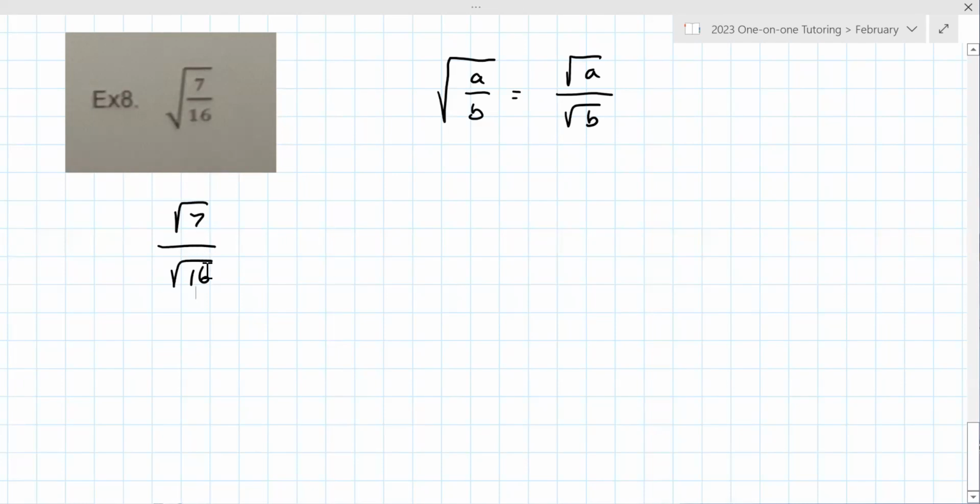Okay, what is this reduced to? 4 over 4. So it's the square root of 7 divided by 4. And that's your final answer. That's it. Now, it's leading up to some other problems where you will have to do more reducing.